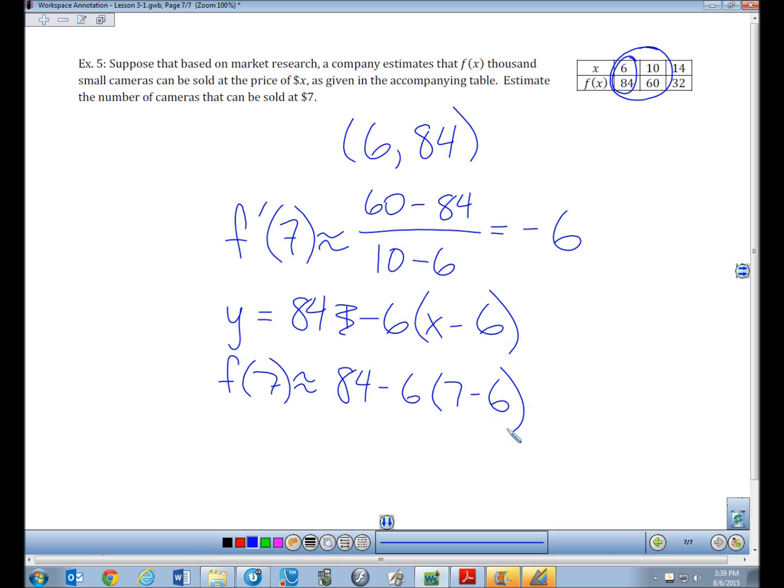Well, 7 minus 6 is 1. Those are close together. 1 times 6 is 6. 84 minus 6 is 78. So according to what we have here, the best estimate we can come up with is 78,000 cameras or units. And that is example 5.